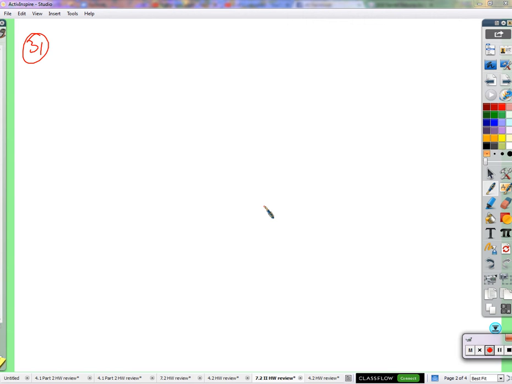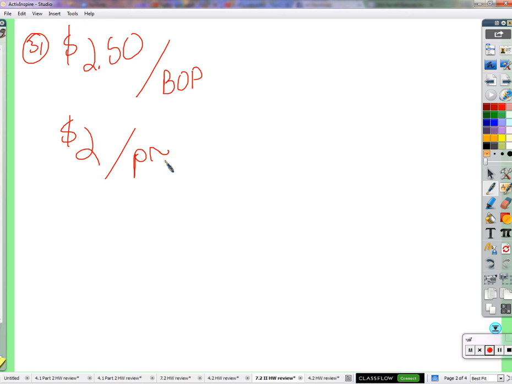So $2.50 for a bag of popcorn. So $2.50 per bag of popcorn. I'm gonna make sure when I wrote those initials I didn't spell something bad. $2 for a pretzel. Just $2 for a pretzel. Some data here. So $336 total.